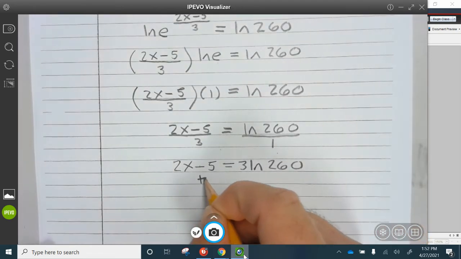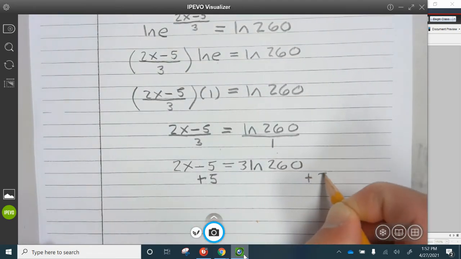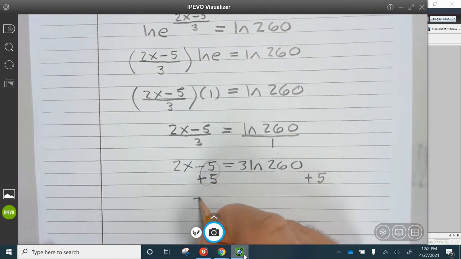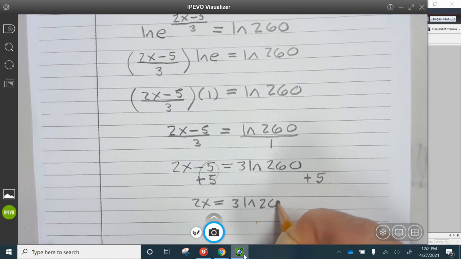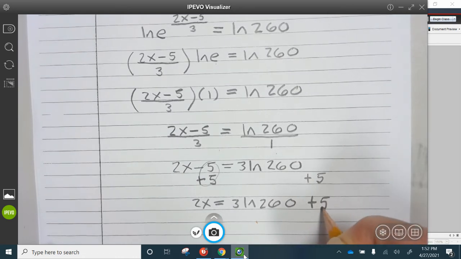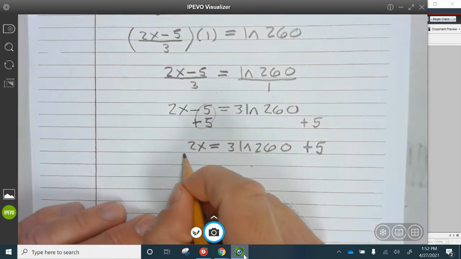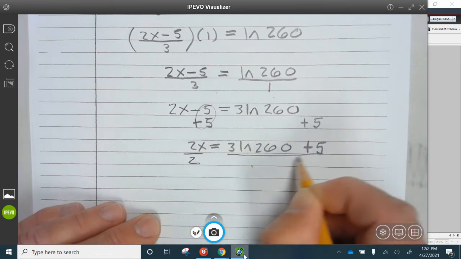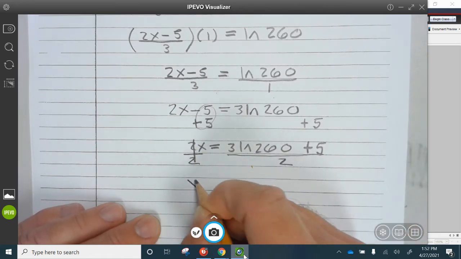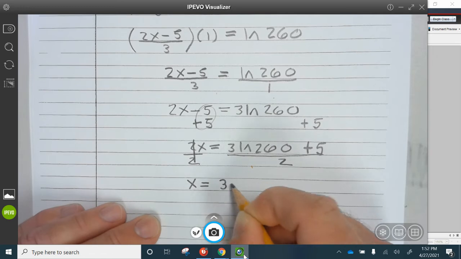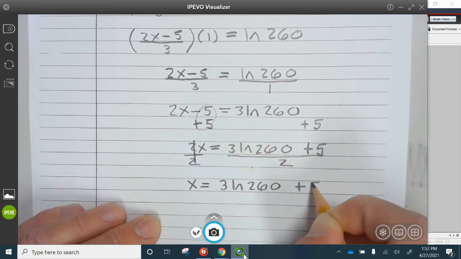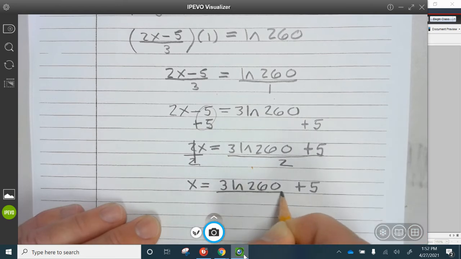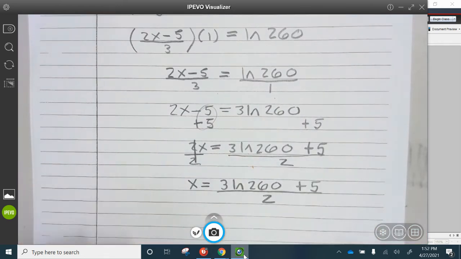Okay, we add 5 to both sides. That's 0. You get 2x equals 3 natural log of 260 plus 5. Divide both sides by 2. That becomes 1. X equals (3 natural log of 260 plus 5) divided by 2. So that's your exact answer.